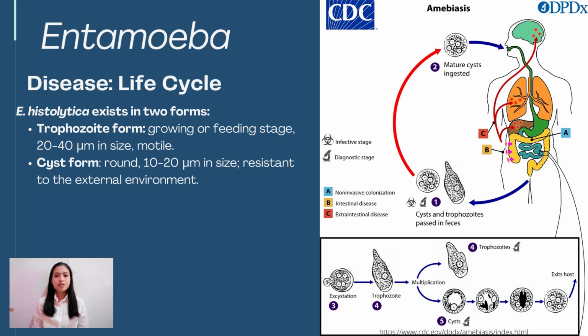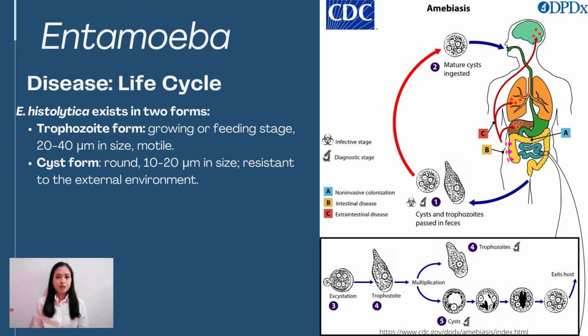Entamoeba histolytica has two forms, the trophozoite and the cyst, which are both passed in the feces. The trophozoites are the growing or feeding stage of the organism, about 20 to 40 micrometers in size, and are motile due to the presence of short and blunt pseudopodia. When trophozoites are passed in stool, they are rapidly destroyed once outside the body, and if ingested will not survive the acidic environment of the stomach.